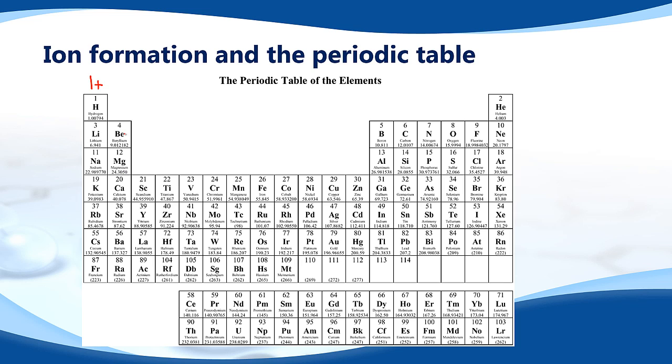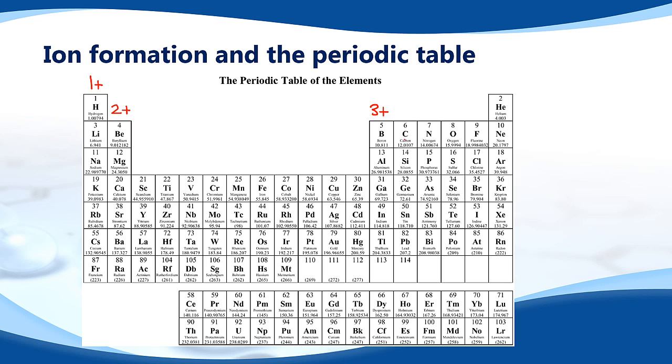Moving on to group 2, they have 2 valence electrons. They can lose both those valence electrons to give 2 plus ions. So next we're on to group 3. They have 3 electrons in the valence shell, so they form 3 plus ions.